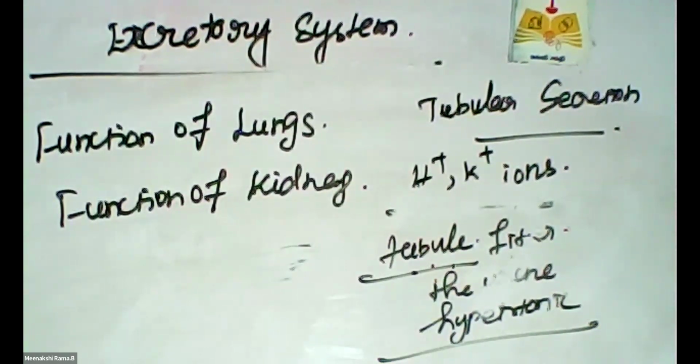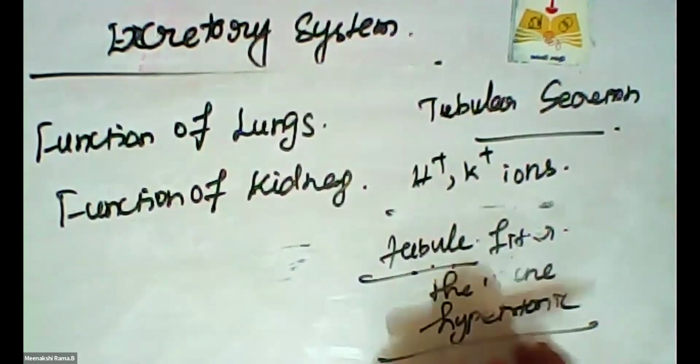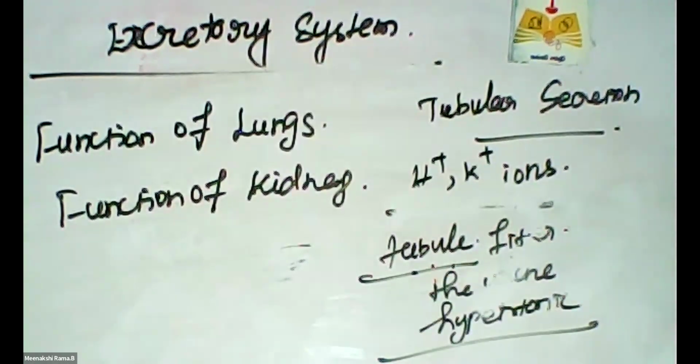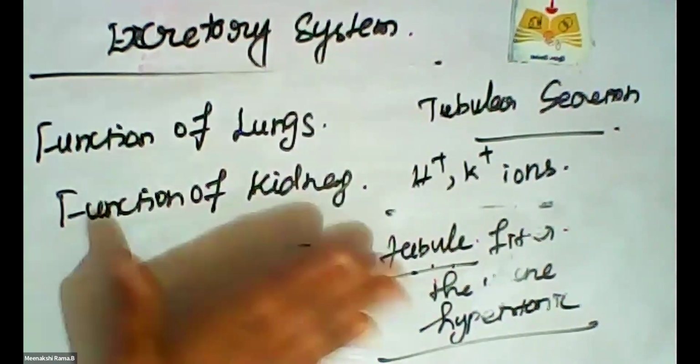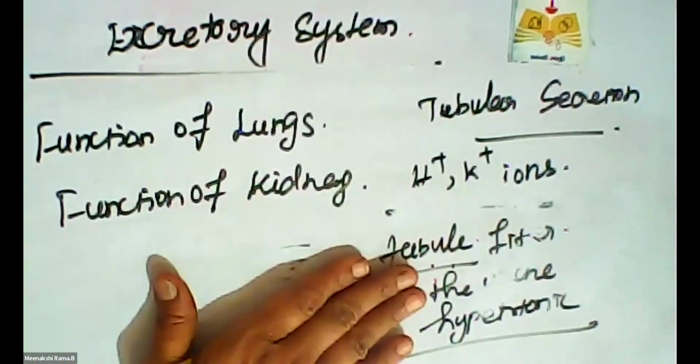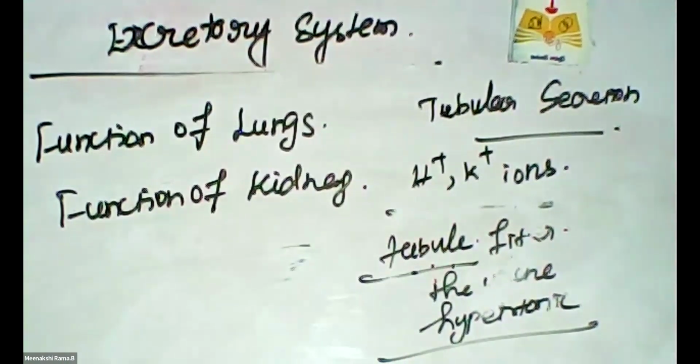Any other doubt? Is this clear? Okay, next. If there is any doubt, ask me. Okay, thank you. Please go through these two parts, function of lungs and function of kidneys, in your textbook. If there are any doubts or clarifications, please ask me in the next session also. Definitely, I will explain that part.